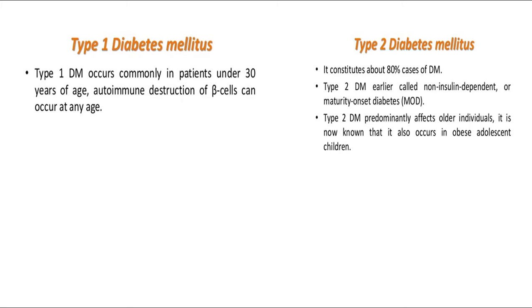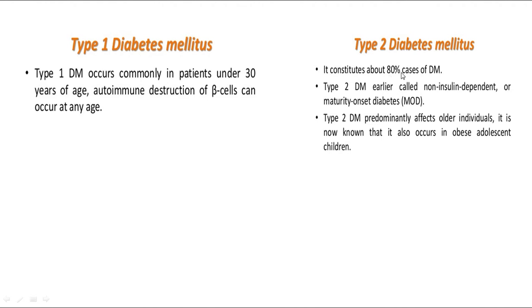As we recap from the previous talk, type 1 diabetes mellitus occurs commonly in patients under 30 years of age, the juvenile onset or childhood onset. Autoimmune destruction of the beta cells is the major pathogenetic feature of type 1 diabetes mellitus.